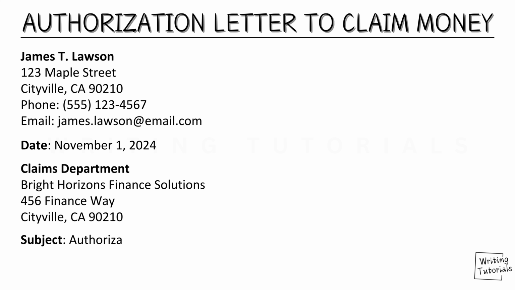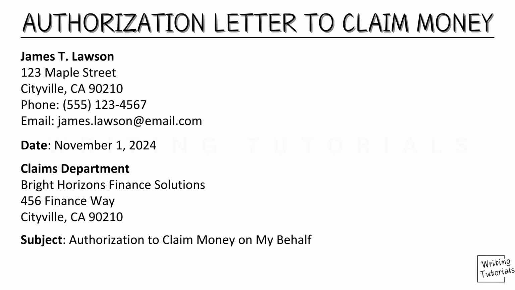Writing the subject line. Including a subject line in an authorization letter isn't mandatory, but it does make things clearer. A simple, direct line like "Authorization to claim money on my behalf" is ideal. This lets the reader know immediately what the letter is about. So, for our letter, we'd write Subject: Authorization to claim money on my behalf. Adding a subject line helps organize the letter and makes it easier for the company to identify why you're writing. It's just a simple step, but it adds a nice, professional touch.